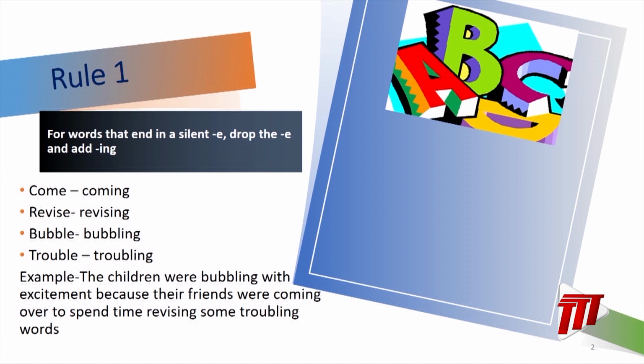For example, come becomes coming. C-O-M-E, we drop the E and we add ing to give C-O-M-I-N-G. The same happens for the word revise, bubble, and trouble. Remember, when adding ing to words ending with the silent E, we drop the E and then add ing.